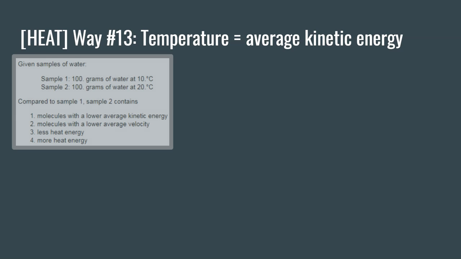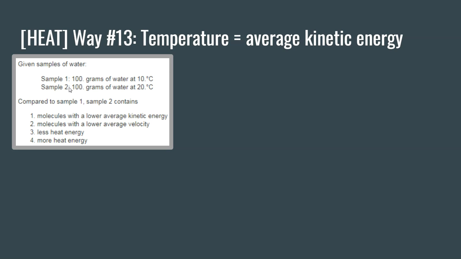answer these questions. Given samples of water, sample 1 is 100 grams of water at 10 degrees Celsius. Sample 2 contains 100 grams of water at 20 degrees Celsius. And it's asking, compared to sample 1, sample 2 contains... Please note that sample 1 and sample 2 both contain the same amount of mass, but sample 2 is at 20 degrees. Because it's at 20 degrees, higher than 10, that means its molecules are moving at a faster average kinetic energy than sample 1.